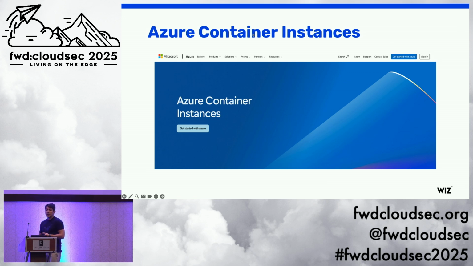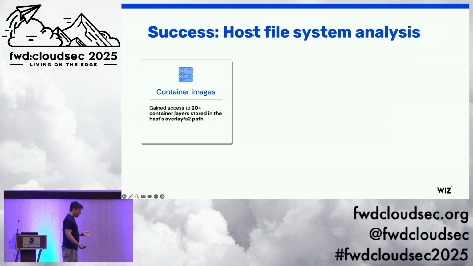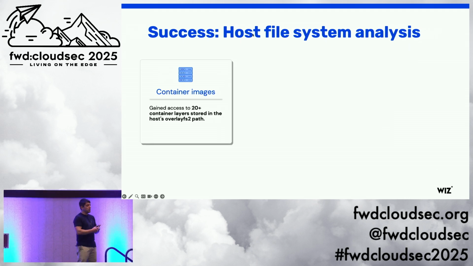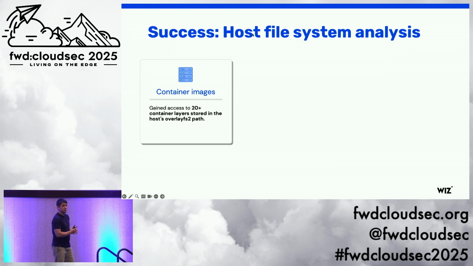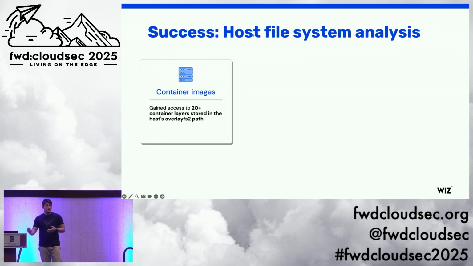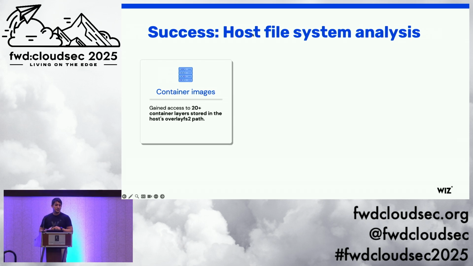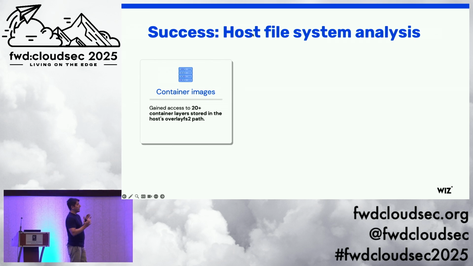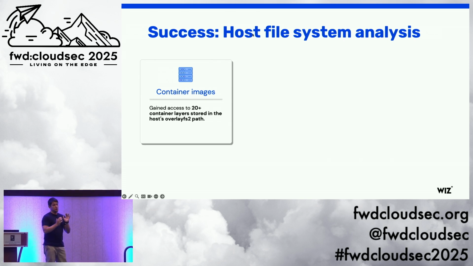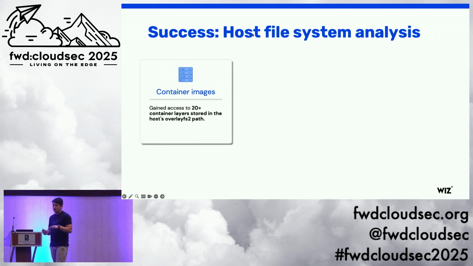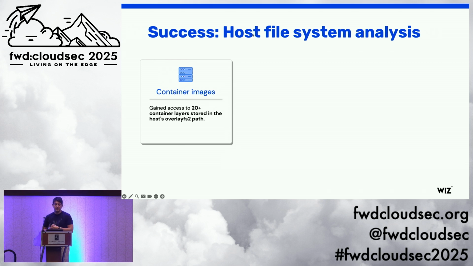Azure Container Instances has GPU access in preview mode, so we got access to that. And it was pretty easy to get the exploit to run, with almost no modification to our initial proof of concept. After the successful exploitation, we started a quick analysis of the host file system. What we found was that the host had around 20 container images. By inspecting the overlay FS, we were able to find that information in the host file system.